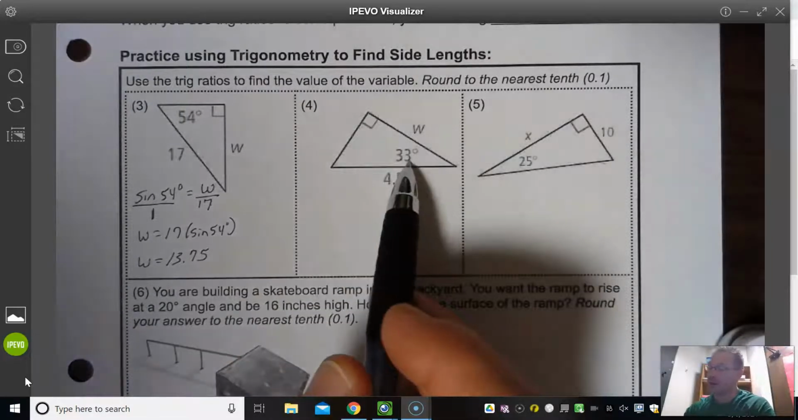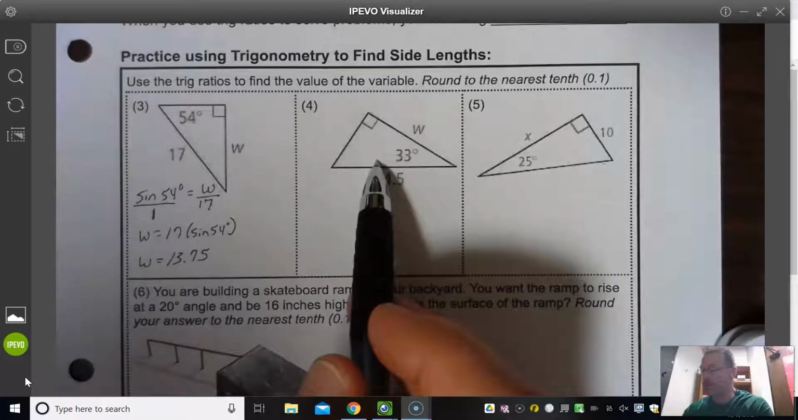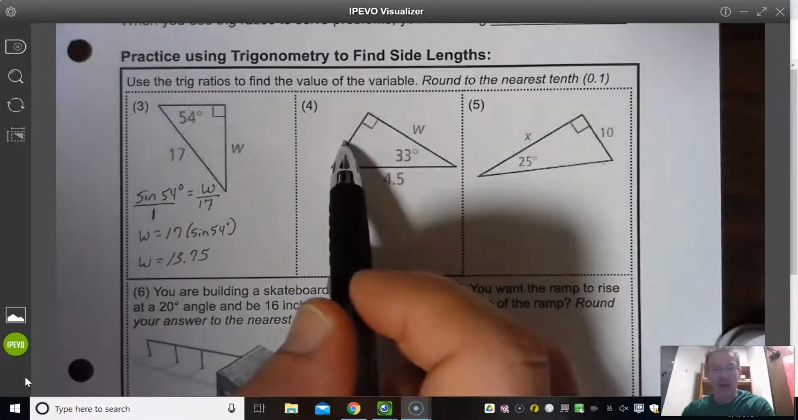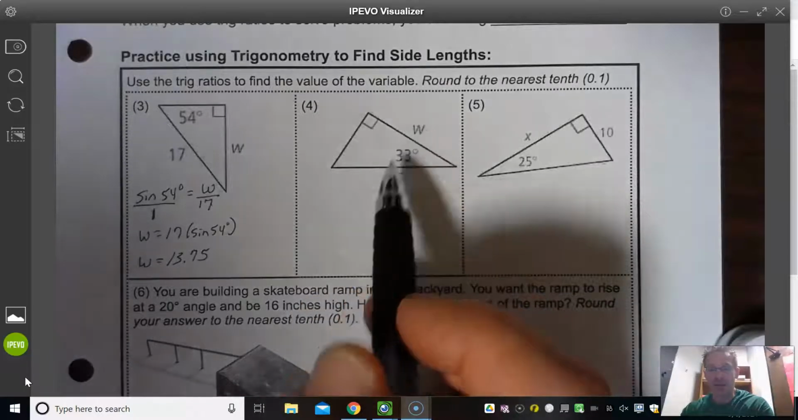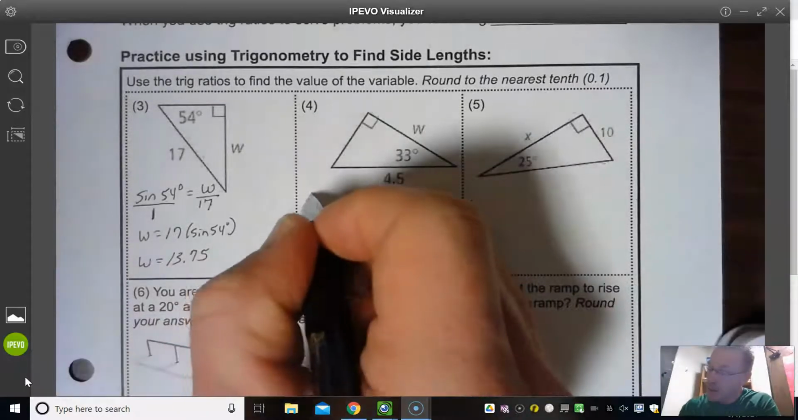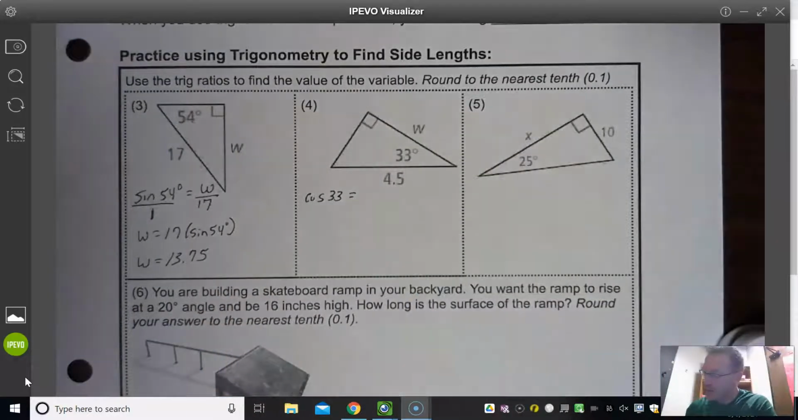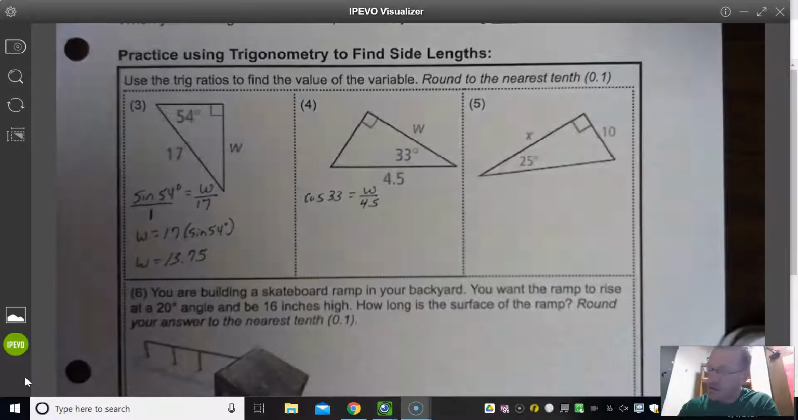When we look at 33 here, once again, we see 4.5 across from that, so we know we have the hypotenuse. But notice this time, the side opposite 33 is this side, and W now is the adjacent side. So I have adjacent, and I have the hypotenuse, so that would be cosine. So cosine of 33 equals the adjacent over the hypotenuse, just like that.